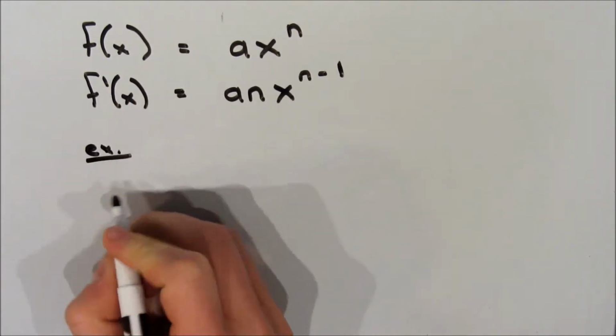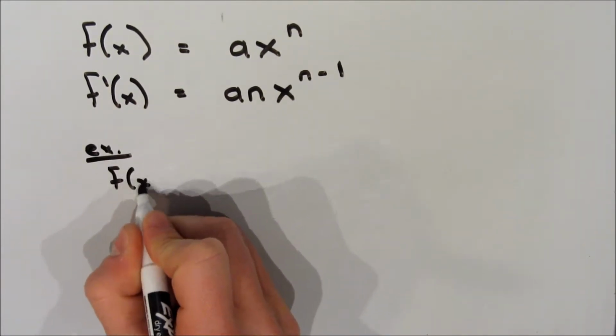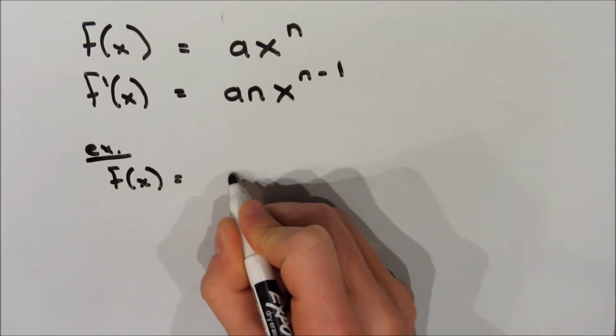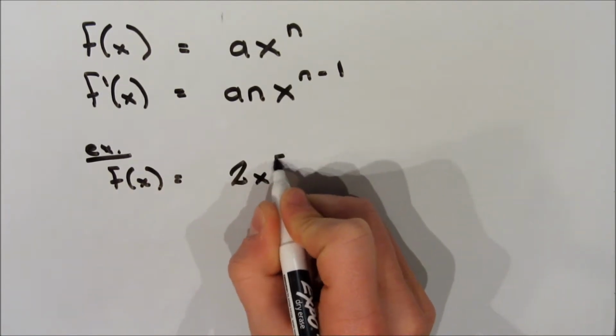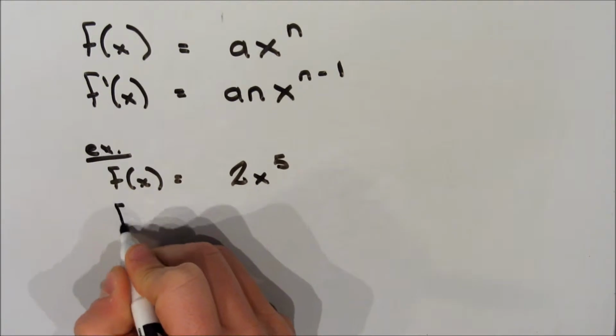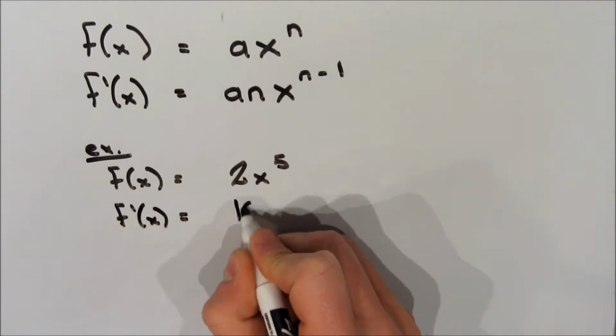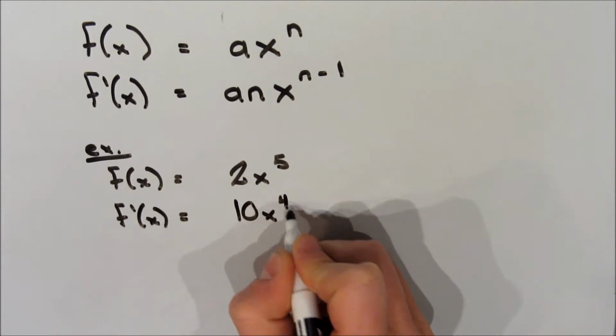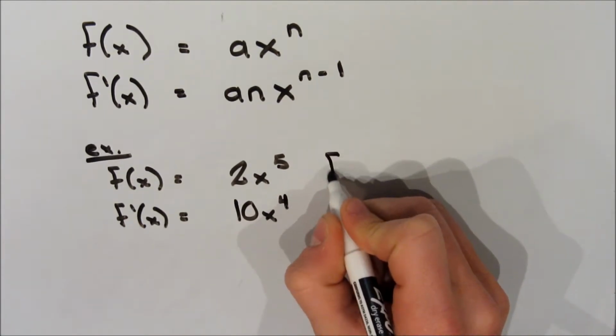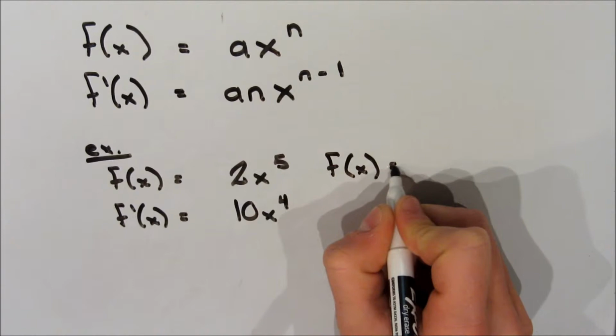So, this might become more clear if we do an example. So, let's do a function. So f of x is equal to 2x to exponent 5. So, to take the derivative, all we have to do is take the exponent 5 and multiply it by 2 to get 10, and then we take 1 away from 5 for the exponent. So we get 10x to the exponent 4.